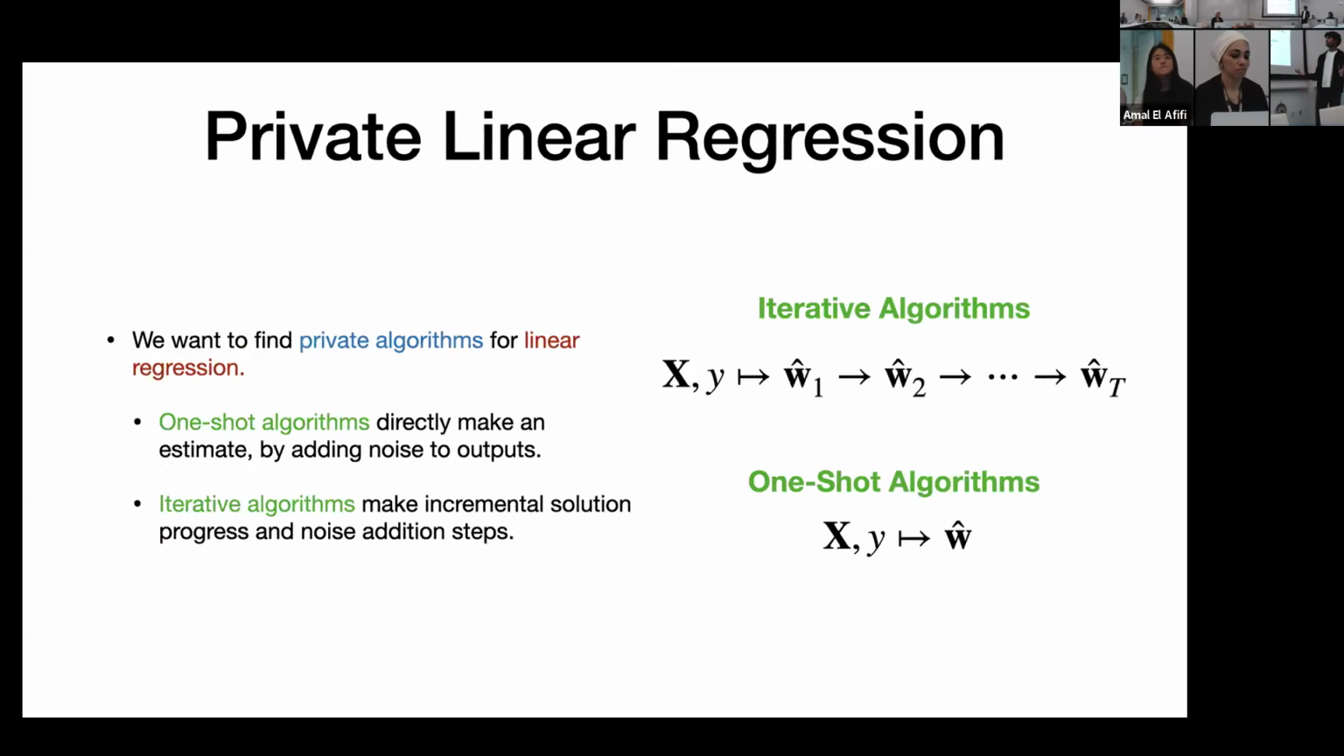Because we're OpenDP, the next question I'm going to ask is how we can achieve linear regression privately. The way to do this is broadly via private algorithms. During this talk, I'm going to focus on two classes of private linear regression algorithms, namely iterative and one-shot. To talk about one-shot algorithms first, we map directly from data and some labels to an estimate, and we do this at a high level by adding noise to the outputs of some intermediate procedure. The other class of algorithms that I'm going to talk about are iterative. That is, we make incremental solution progress, we add noise, and we keep doing this until we converge to something that we believe is a good solution that's close to what we think the ground truth solution of the regression problem is.